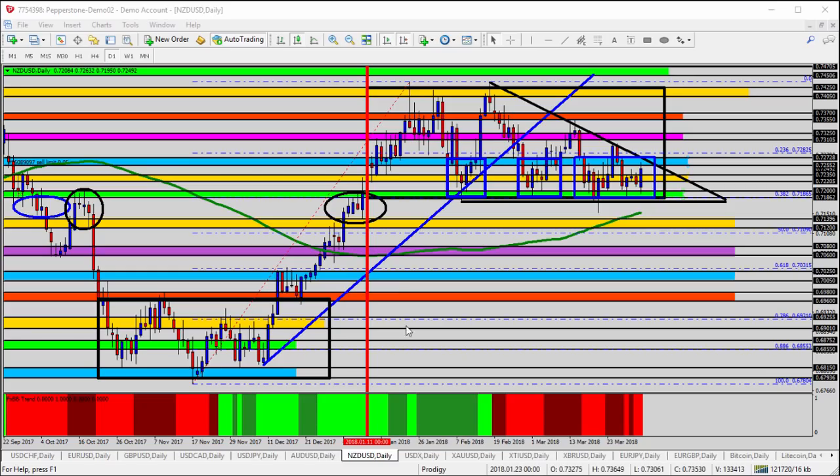First off, the vertical red line is January 11. So everything to the right of the vertical red line has been since January 11, most of 2018, this year. We have been in somewhat of a range. If you look at the black box at the top right-hand corner of the chart, to the right of that vertical red line, we've been stuck in that range.